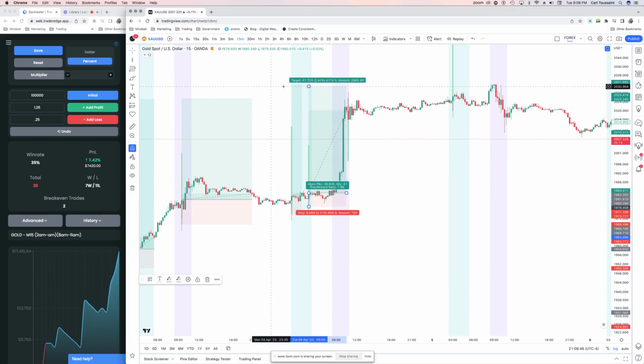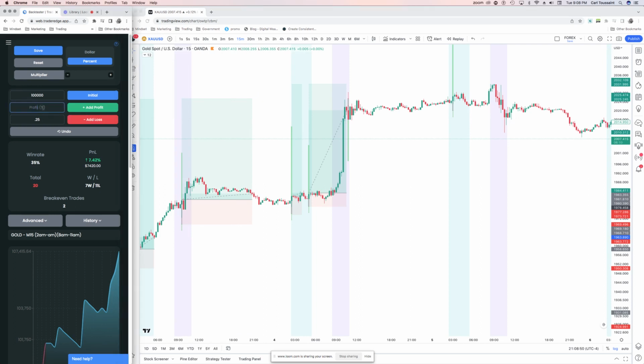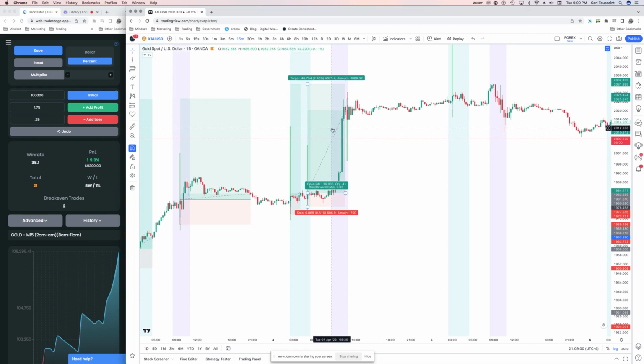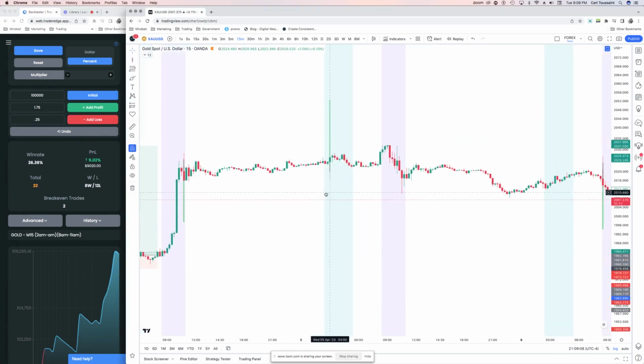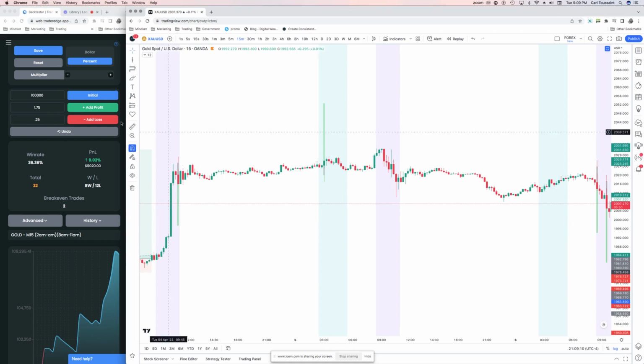All right, so we got to take profit 8. So we're going to do 7, which is 1.75. And this trade was a loss. Sorry about that. This trade was a loss. This next one as well was a loss.